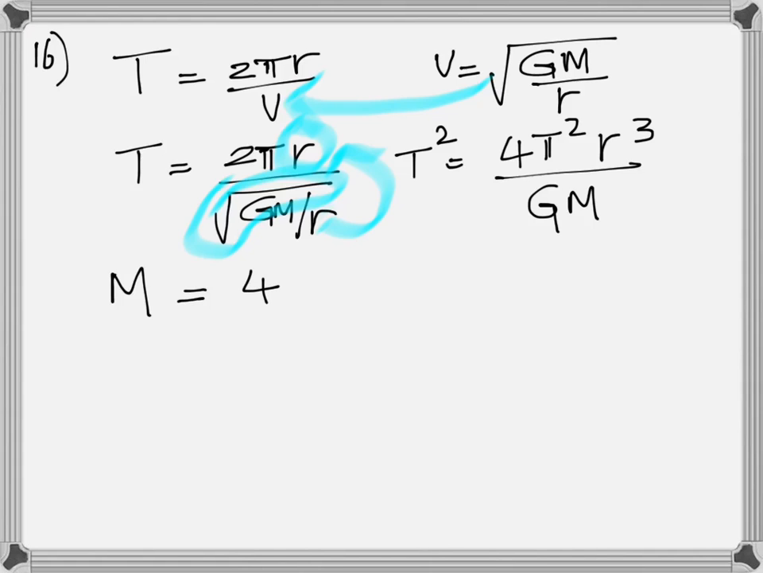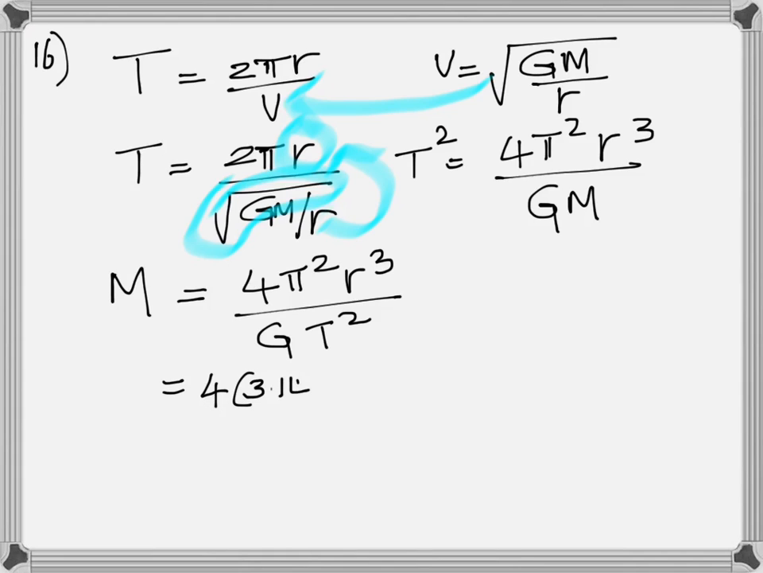So make mass the subject. It's 4 pi squared r cubed by G T squared. That's it. Now plug in the numbers. But be careful. You have to change your kilometers into meter, change the days into seconds.